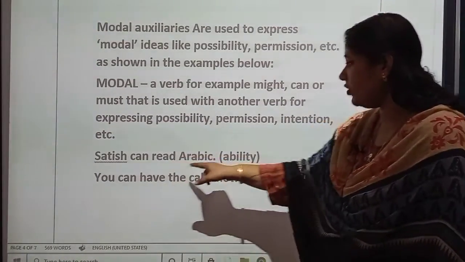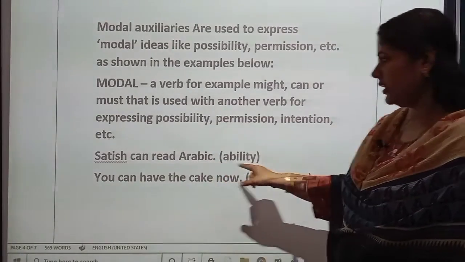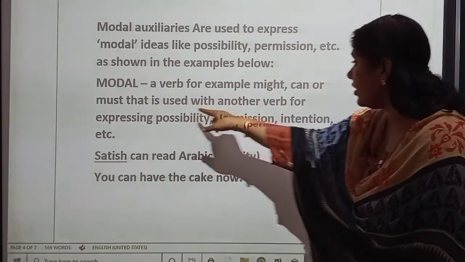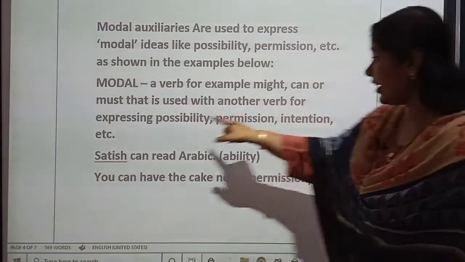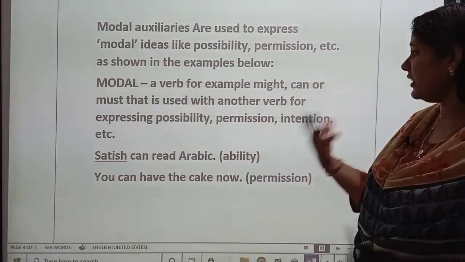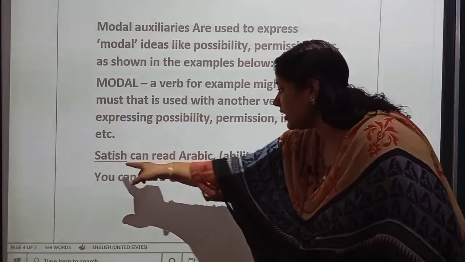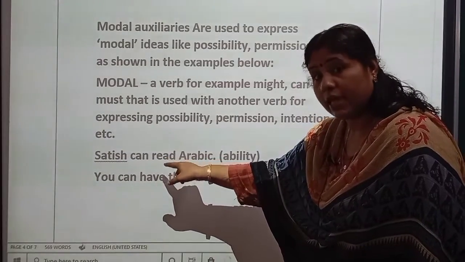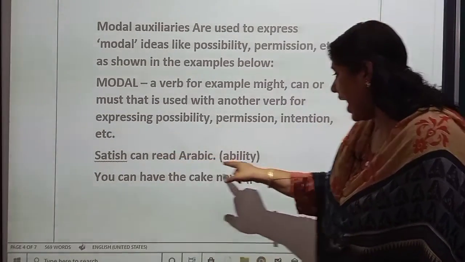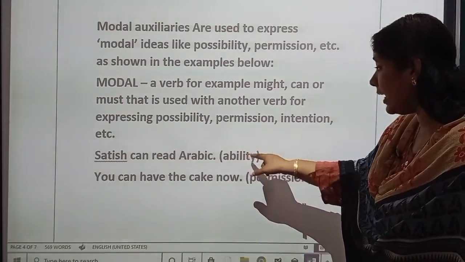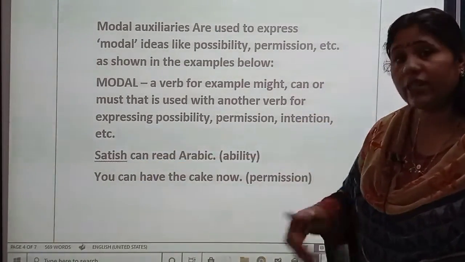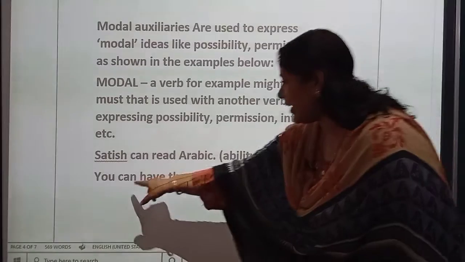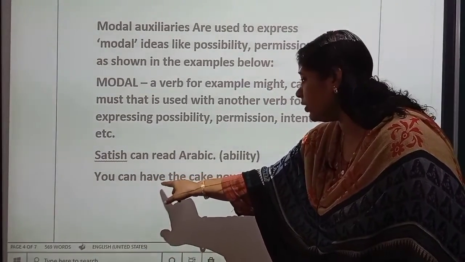Okay. So, Satish can read Arabic. Ability. Can, auxiliary verb. Read, main verb. It is used with another verb for expressing possibility, permission or any other kind of intentions. So here, Satish can read Arabic. Can is auxiliary verb, read is the main verb. So it is used with the main verb. And it expresses the ability of Satish, that he can read Arabic. You can have the cake now. Permission. Can, auxiliary. Have, main verb. You can have.